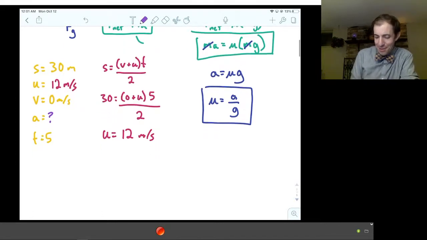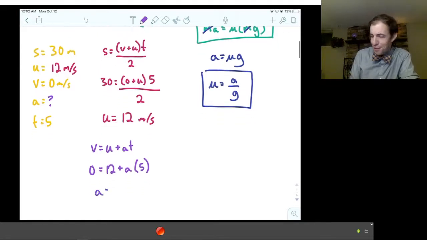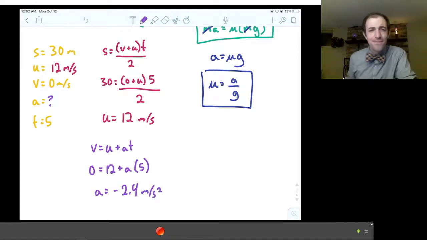I'm lazy, so I'm going to use the easiest equation I can see, and that's v is equal to u plus at. V is 0, u is 12, we don't know acceleration, and we know the time is 5. Negative 12 divided by 5 gives me an acceleration of negative 2.4 meters per second squared. Negative 2.4 meters per second squared just means it's opposing the motion, but opposing that positive velocity.